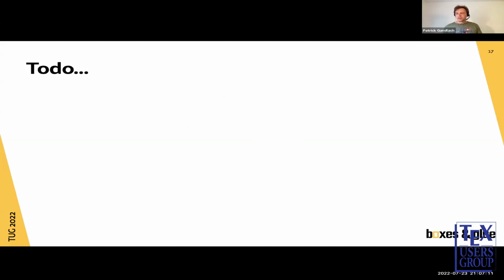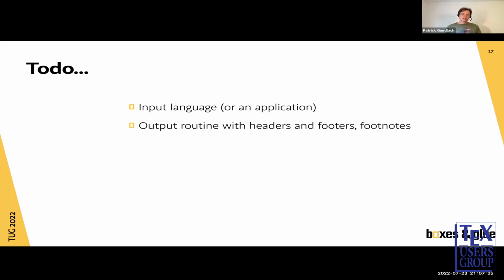So there's still a lot of things to do. I think boxes and glue needs a proper input language or an application besides my catalog software. But I think this is for somebody else to do. A good output routine, like with headers and footers and so on, which I've mentioned before, is something I really need. Math typesetting is not on my agenda, but I think this is important too.